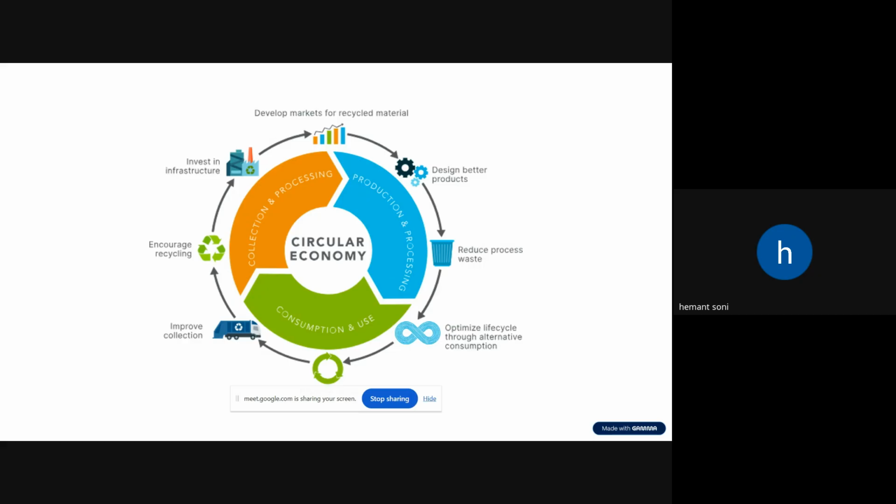So the first step would be relating to the designing of better products, in which the production process itself is designed in such a manner that after consumption and use of that product, the remaining part is very less or almost nil. So the waste is reduced to the maximum possible. Then next is optimizing the life cycle through alternative consumption. Then promote reuse of that product. I would be giving some examples of the government schemes also.